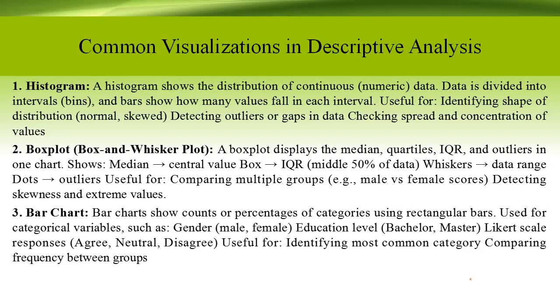3. Bar chart. Bar charts show counts or percentages of categories using rectangular bars. Used for categorical variables such as gender, male, female, education level, bachelor, master, Likert scale responses, agree, neutral, disagree. Useful for identifying most common category, comparing frequency between groups.